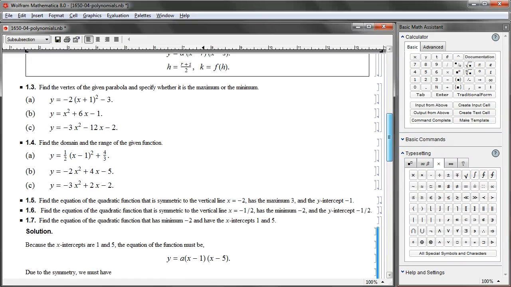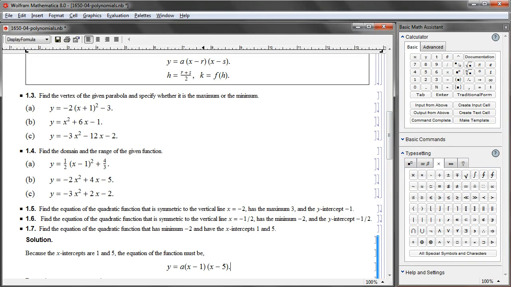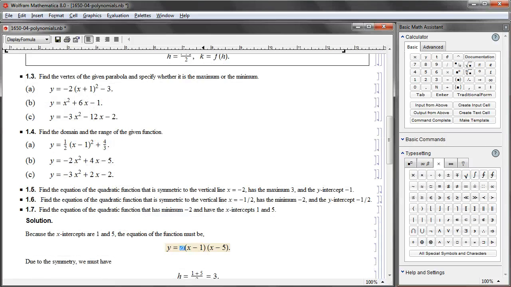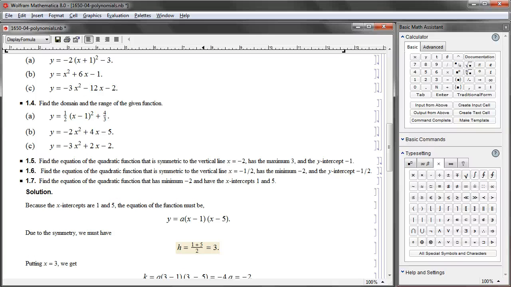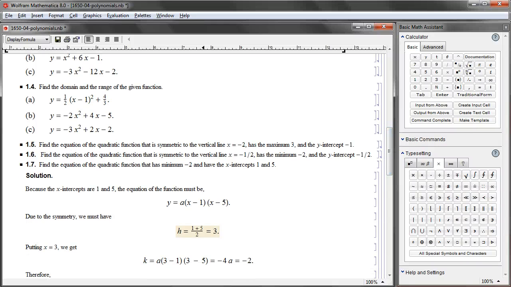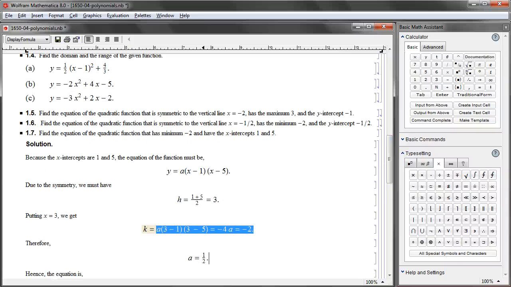Okay, x-intercepts are 1 and 5, so we have this kind of equation, and the unknown value is of course a. And what does this problem say? Minimum is -2, so that's going to be your k value. And how do you find k? You have to find h, and h is, well, x-intercepts are 1 and 5, so the average of those will be h, and function value is k. So plug in h equals 3 into this equation over here, and y is -2. So what do we have? We end up with an equation of a. Solving that, we get a value of positive 1/2.